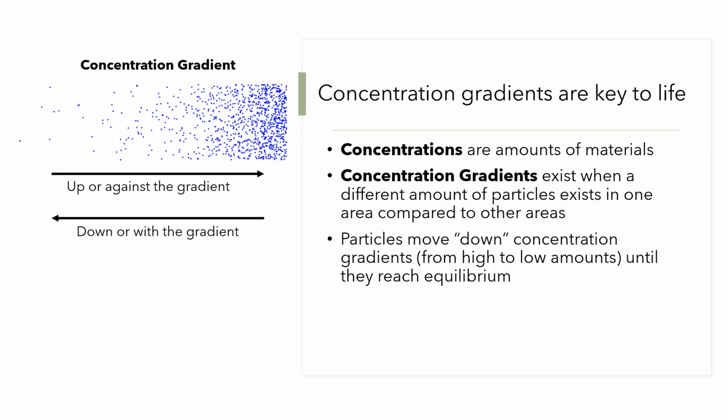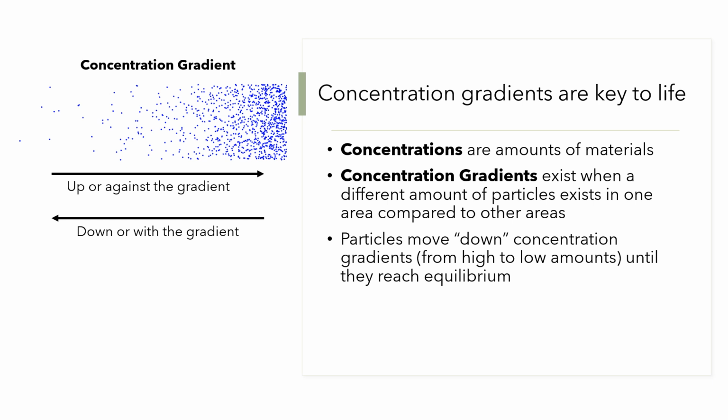So to understand this on the level that we need to for the membrane, we have to understand concentration gradients. A concentration, I've used this term a couple times, but let's formally define it. A concentration is just an amount of a material. So if I say there's a high concentration of sugar in my tea, that means there's a high amount of sugar in my tea.